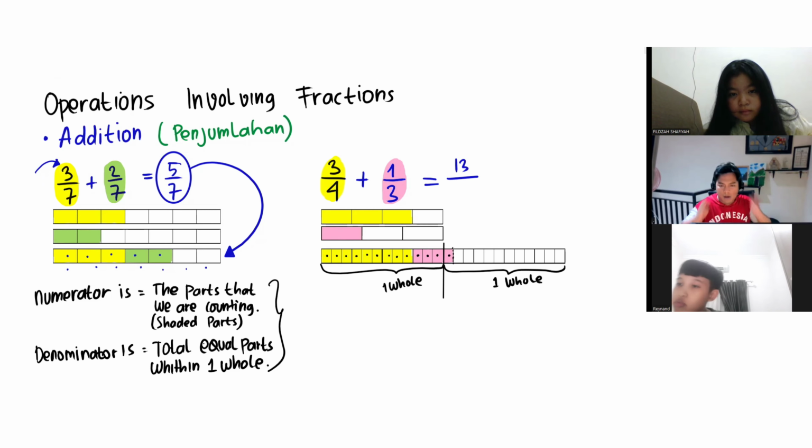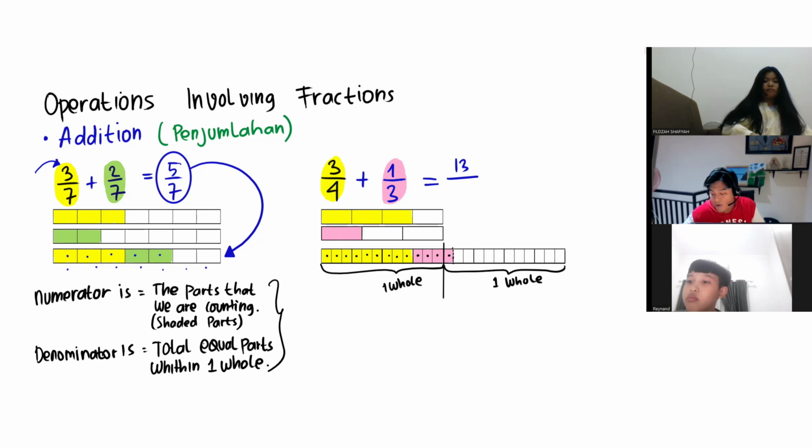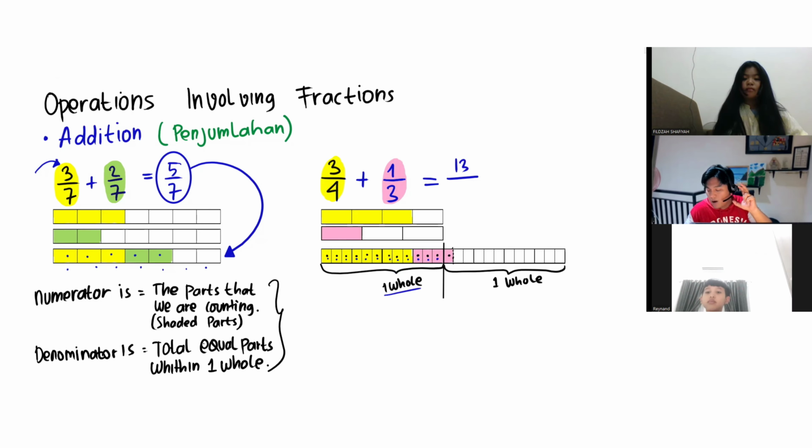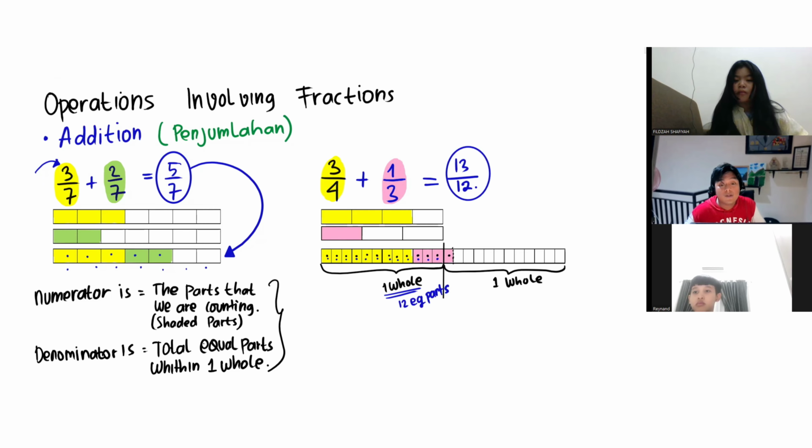Within one whole. So every one whole consists of how many equal parts then, Raynan? 12. Only 12? 1, 2, 3, 10, 11, 12. Right, it's 12. One whole equals 12 equal parts, all right? That is the thing. So that means it's supposed to be 12 as the denominator here. So what is the fraction here? 13 out of 12, right?